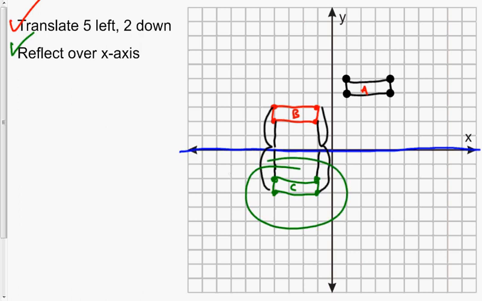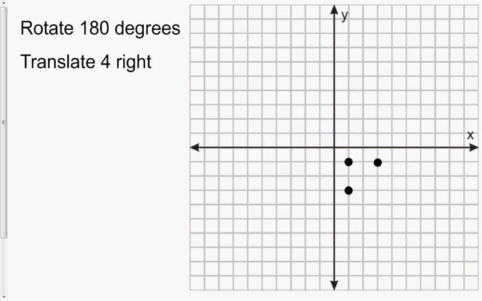Let's do one more. All right, this one is a rotation of 180 degrees and a translation 4 to the right. So my shape here is a triangle in the bottom right quadrant. So if you want to start by putting that in your graph. And make sure as you're doing this, you're writing what we're doing. We're doing a rotation 180 degrees and then translation 4 to the right.